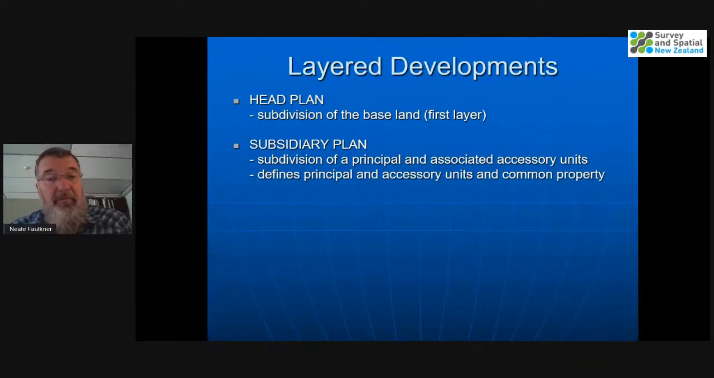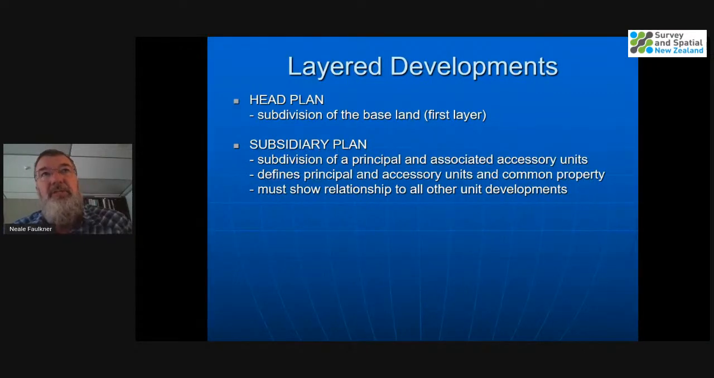The subsidiary plan defines the principal and accessory units and the common property within the unit you're breaking up. It must show the relationship to all other units within the development on the subsidiary plan. This is essentially having a family tree. You'll see that in the examples coming up. But essentially, you've got to know where you sit within the entire development, where your head is, where your subsidiary is from, etc. So you know where you sit in the big picture. And you can stage a subsidiary plan as well. So it can start getting quite complicated.